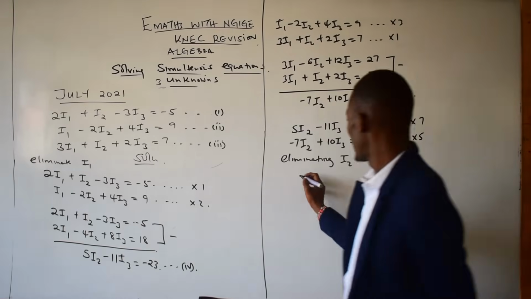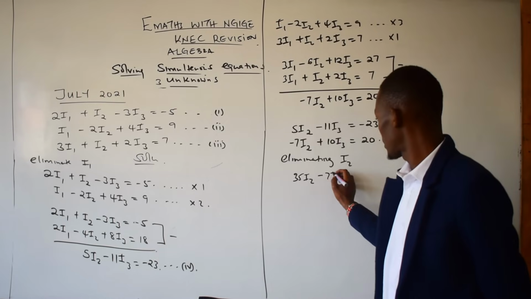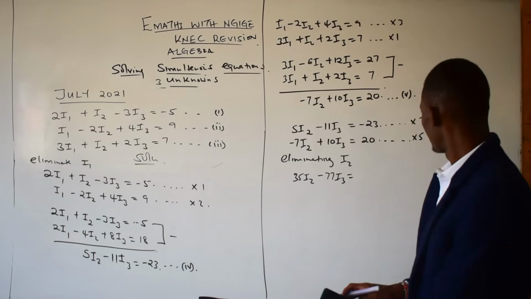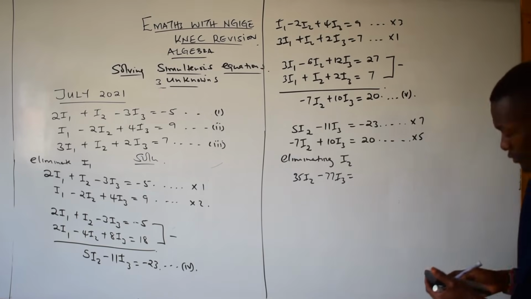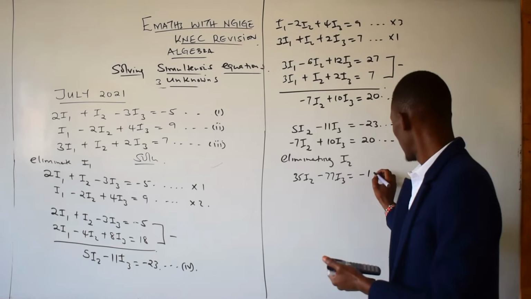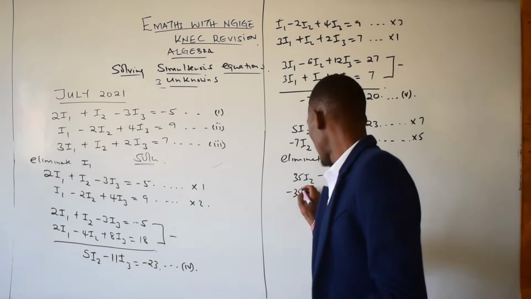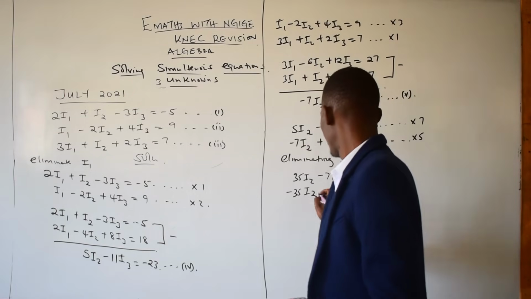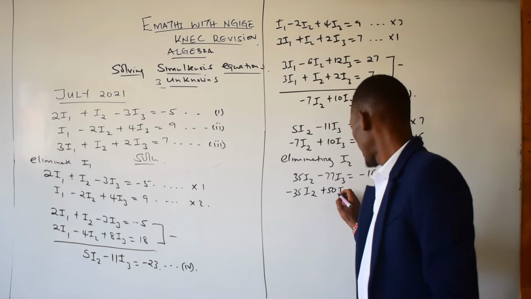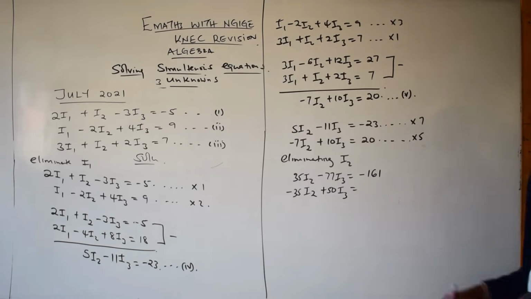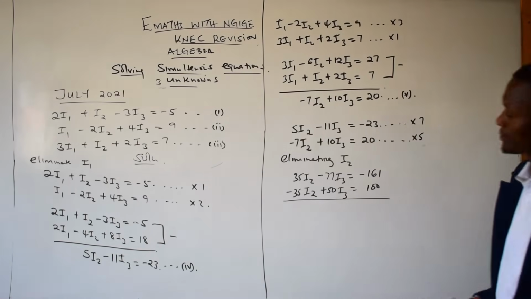So our new equations are 35I2 minus 77I3 equals negative 23 times 7, which gives us negative 161. Then you have negative 35I2, then 5 times 10, that is 50, so plus 50I3 equals 20 times 5, that is 100. So you have 100.